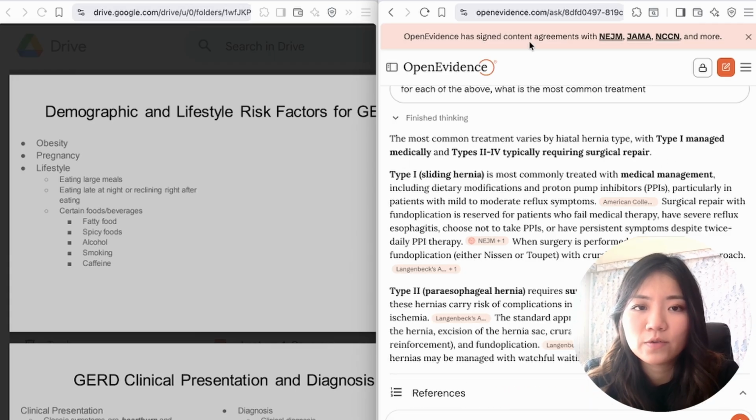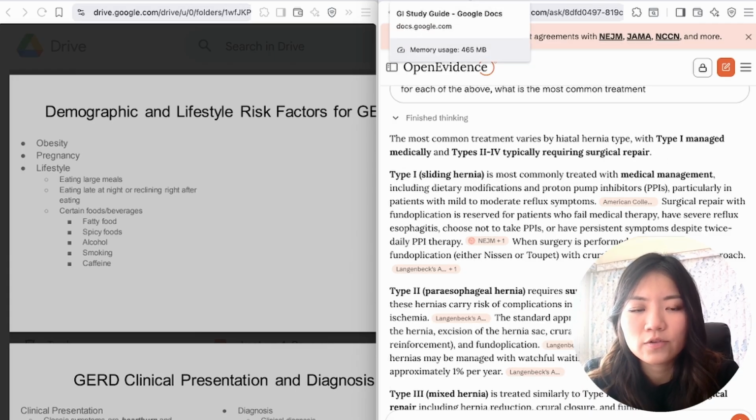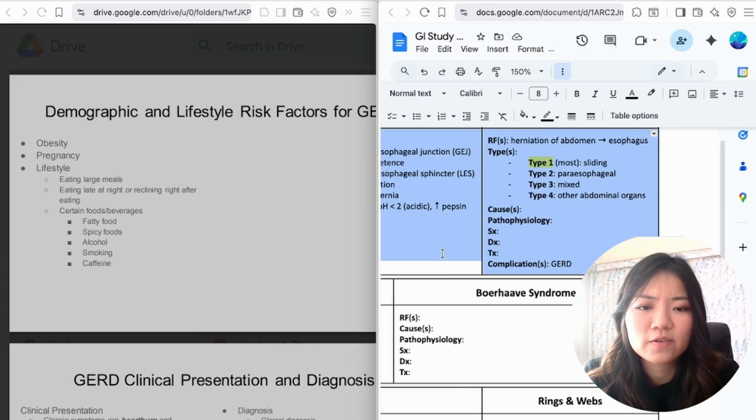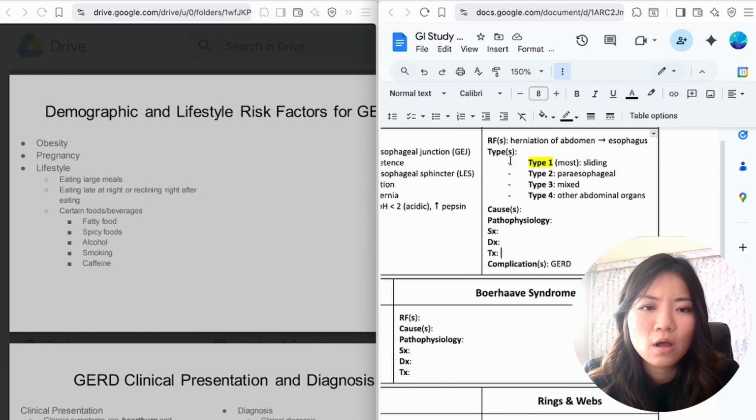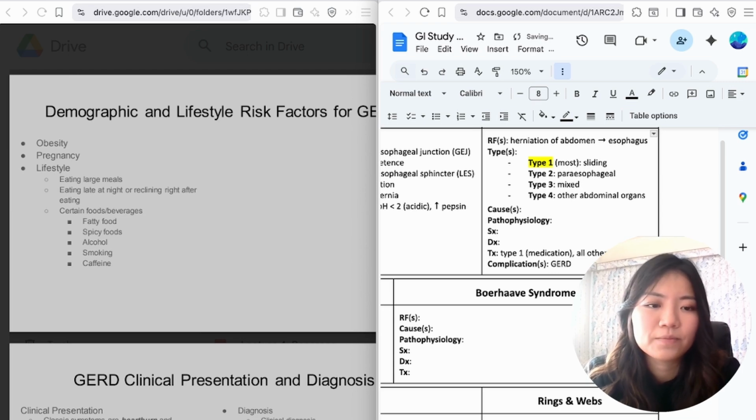Okay, so type 1 is managed medically, and then the rest are surgery. You can either put it separately here under treatment. Honestly, for this, if I already made a list like this, sometimes I'll just put next to it what the treatment is. So that way everything's in one spot versus having to look down. But I think this one's pretty easy. So I'll just do type 1, medication, all others, surgery.